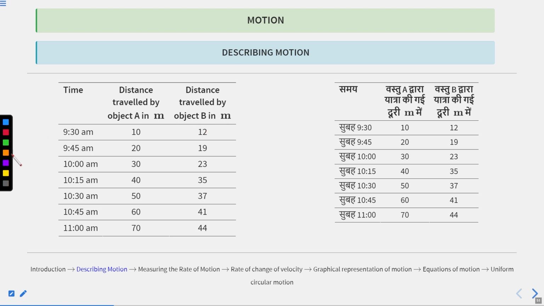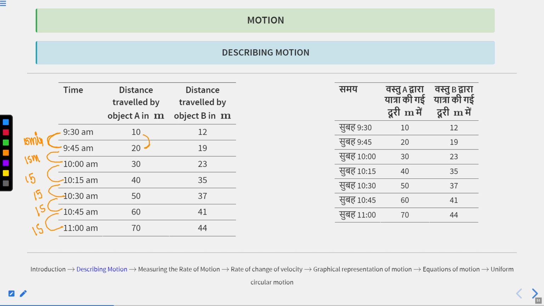And we have to answer which object is in uniform motion and which object is in non-uniform motion. So first let's check, are the time intervals equal or the same? What is the time interval between 9:30 and 9:45 a.m.? It is 15 minutes. 9:45 to 10, 15 minutes. 10 to 10:15 is 15 minutes. 10:15 to 10:30, 15. 10:30 to 10:45 is 15. And 10:45 to 11 is 15. So the time interval is equal, 15 minutes. Now let's check the distance interval.